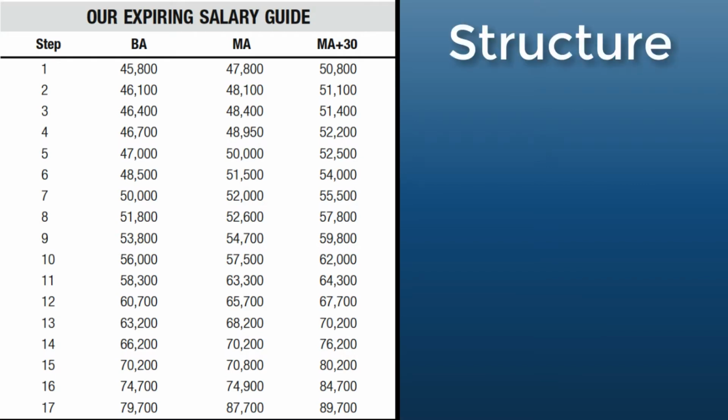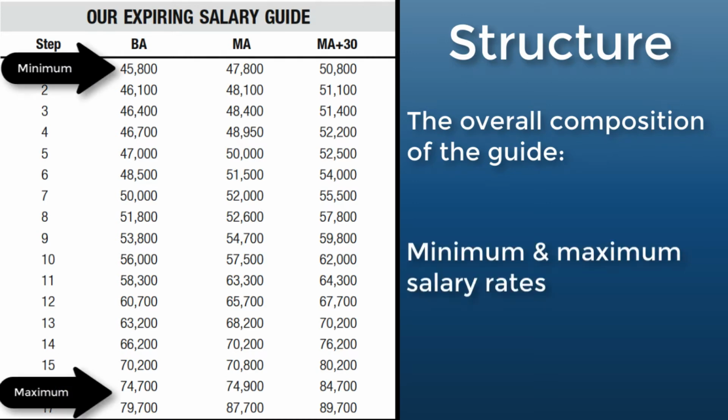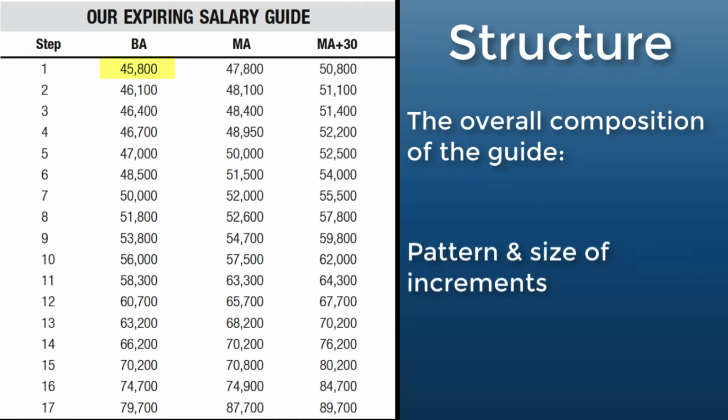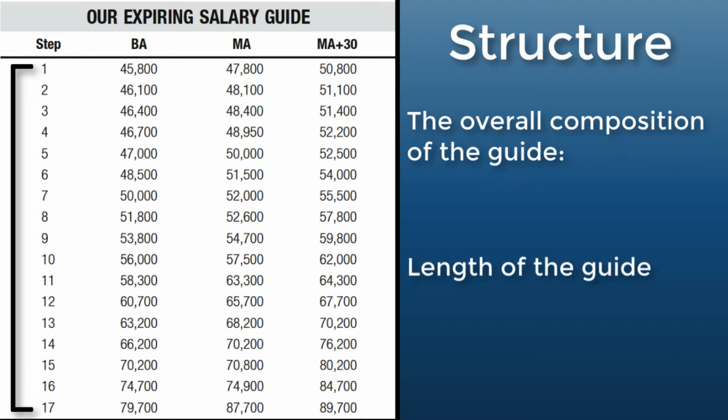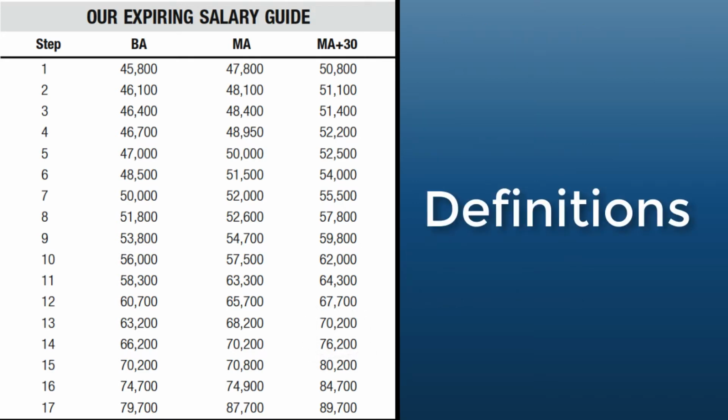The structure of the salary guide refers to the overall composition of the guide. That is, the minimum and maximum salary rates, the pattern and size of increments, the pattern and size of the differentials, the length of the guide, and any aberrations such as balloons. Now, let's take a closer look at these definitions.